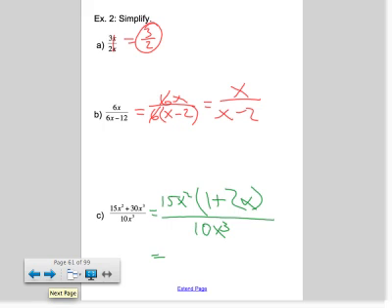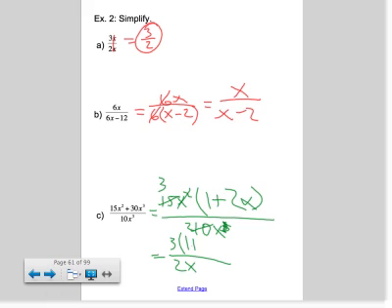And now I cancel what I can. 5 goes into 15 3 times. 5 goes into 10 twice. So I have 3 over 2. X squared can cancel with x cubed, or at least 2 of those. So I'm left with just an x on bottom.